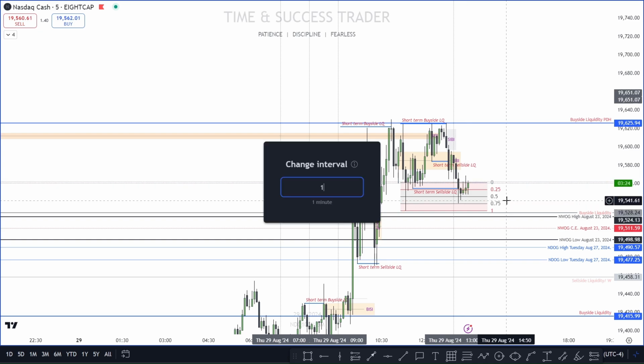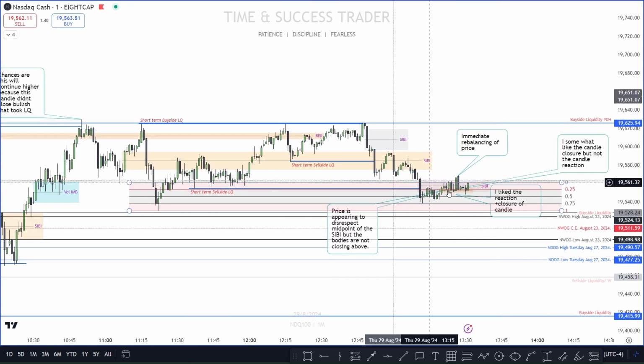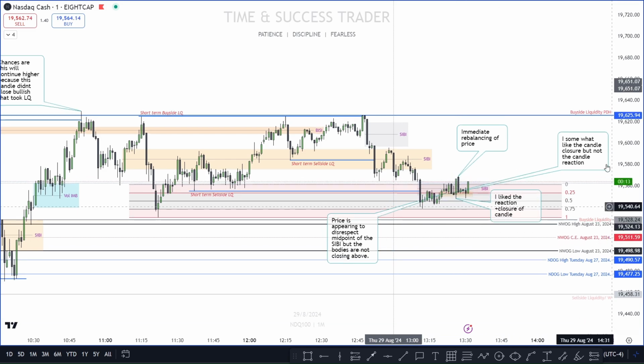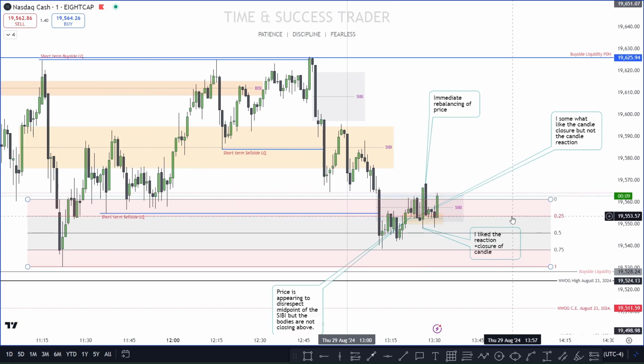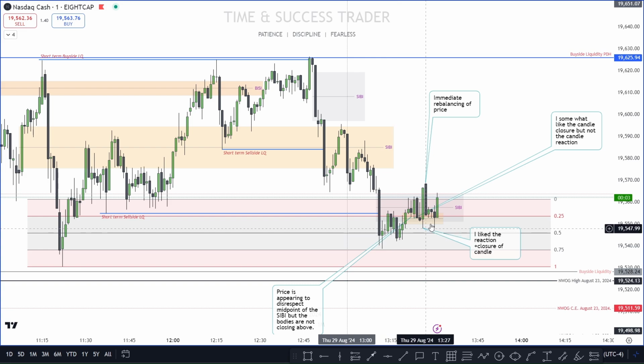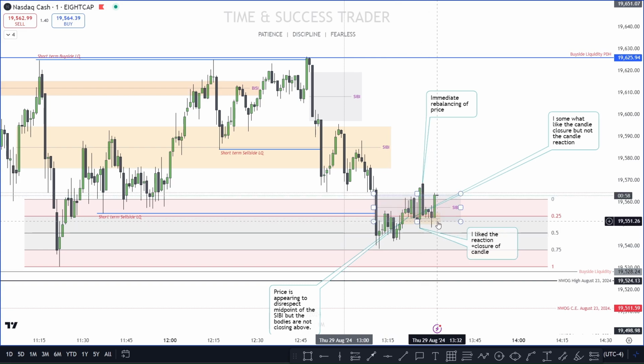So if we go on the 1 minute, 1325, that's this candle right here. We created that wick and then we came back down. So we need a closure above that. And we're creating wicks in these areas. We're having more bullish pressure than sells.